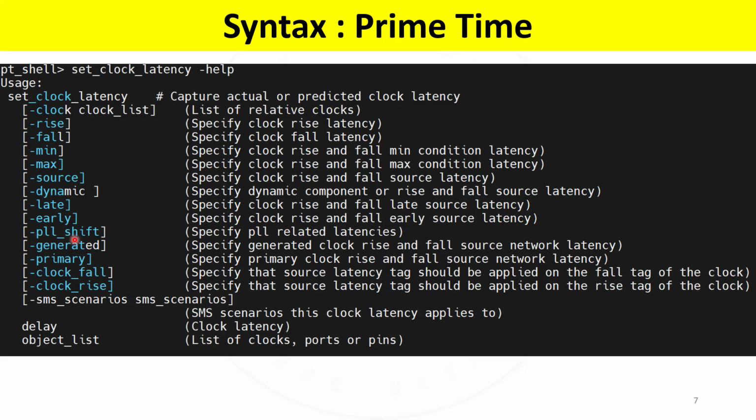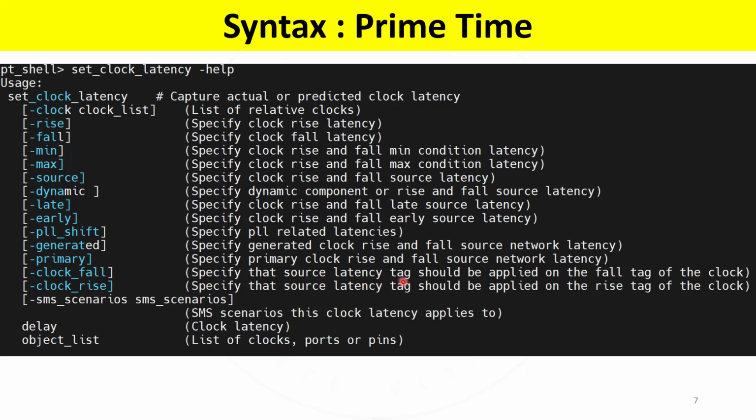Next one is PLL, that is phase lock loop shift. Specify PLL related latencies, and -generated. It specifies generated clock rise and fall source network latency. -primary specifies primary clock rise and fall source network latency. This is clock fall and clock rise.